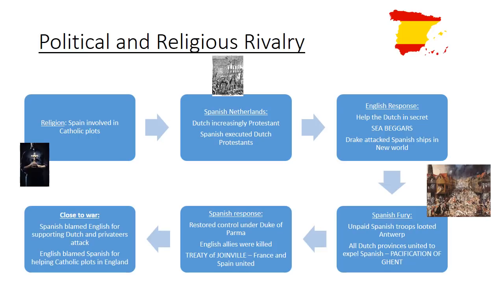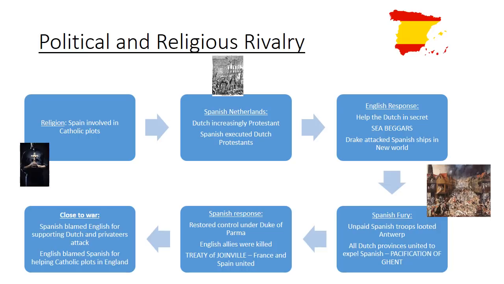So obviously England being a Protestant country wanted to help fellow Protestants, so they began to help the Dutch in secret. A good example of this is the Sea Beggars. The Sea Beggars were Dutch sailors who began to attack Spanish ships in the English Channel, who were bringing resources and money into the Netherlands. And then after they attacked the Spanish, they'd harbour themselves in English ports. So effectively, the English were harbouring Dutch pirates attacking the Spanish.